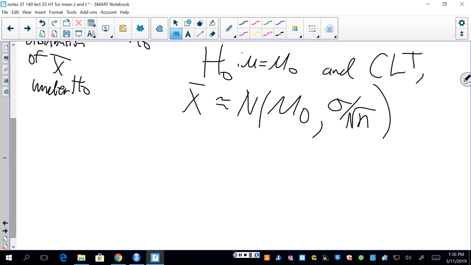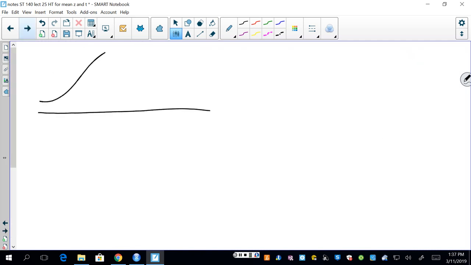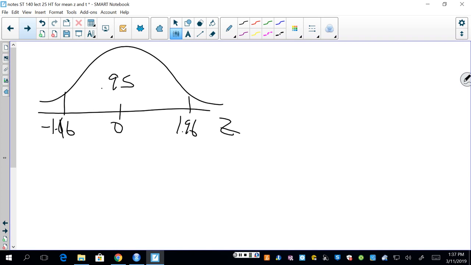And we understand what's unusual under normal. At the 5% level, about 95% of the values are within plus or minus about 1.96. Looking at a standard normal, the z value is 0, and the two values that cut off about 95% of the area are 1.96 and negative 1.96. There's about 2.5% in this tail, and about 2.5% in this tail.